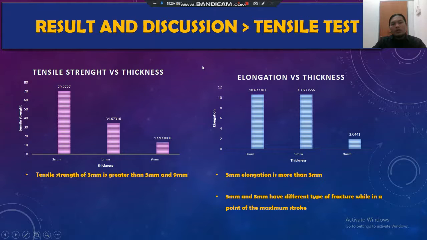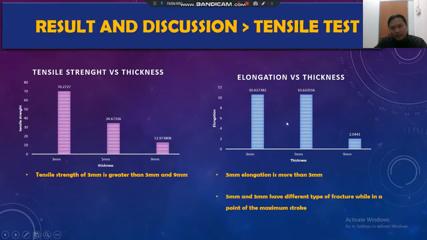So for result and discussion, we performed the tensile testing. We get two types of properties, which are tensile strength and elongation. When we observe the tensile graph, we can see that the 3 mm tensile strength is higher than 5 mm and 9 mm. We had an issue while running the testing. The 9 mm had slip issues because of the mechanical properties of the material itself.